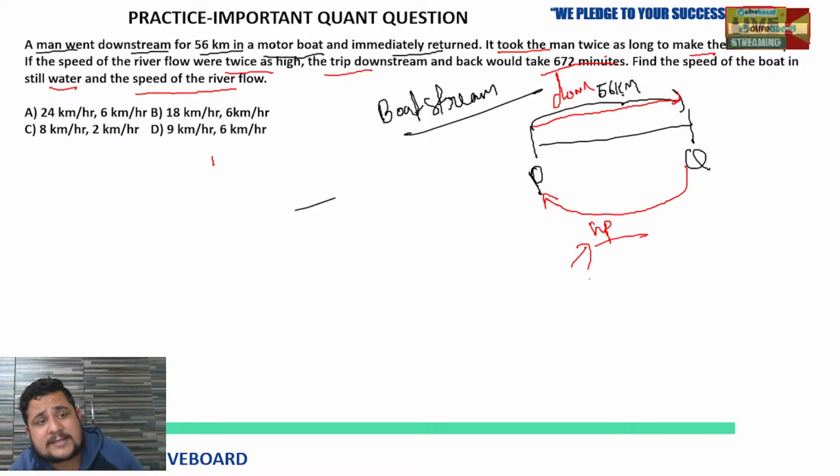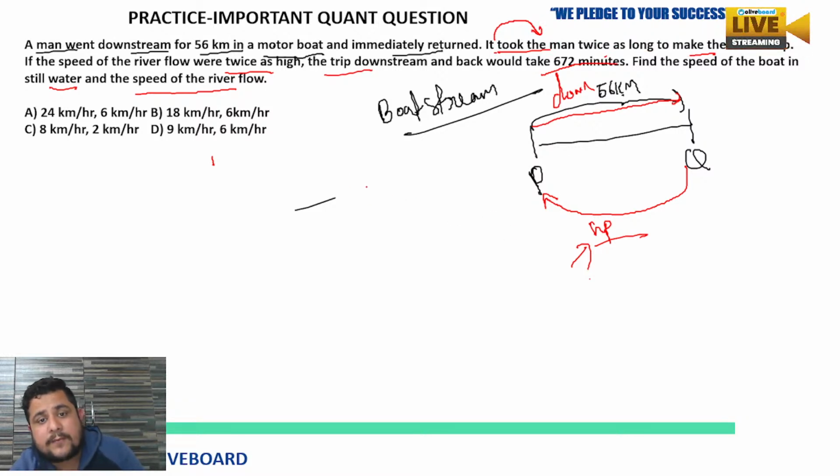So what else is given? There are some cases. First case tells us what? A man went downstream for 56 kilometers in a motorboat and immediately returned. So he is going downstream and then coming back. Now what is given? Now the relation. It took the man twice as long to make the return trip.